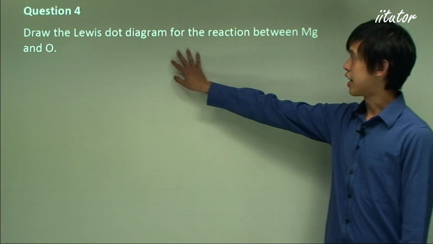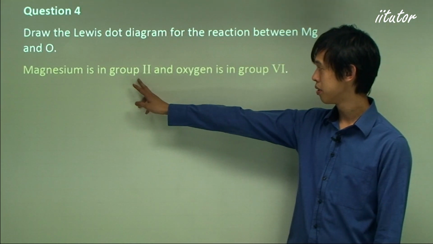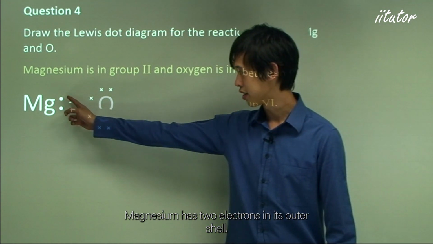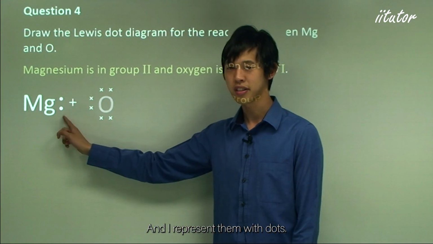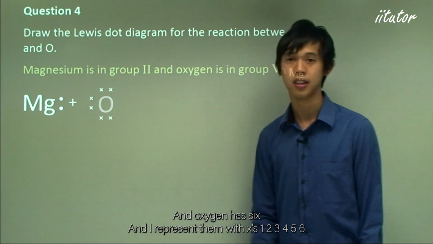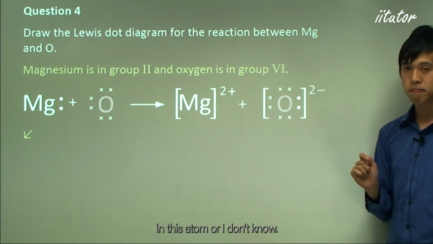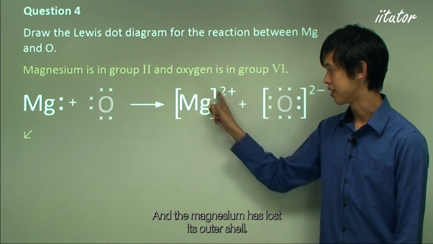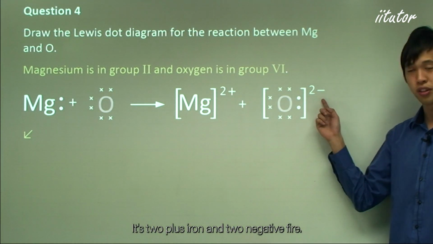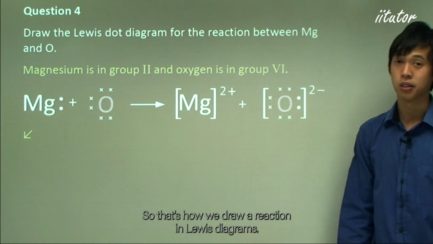So draw the Lewis dot diagram for the reaction between magnesium and oxygen. Magnesium is in group 2 and oxygen is in group 6. So we start with this. Magnesium has 2 electrons in its outer shell, and I represent them with dots. And oxygen has 6, and I represent them with X's. 2, 3, 4, 5, 6. Obviously these two join this one, and you can see there's now 8 in this ion, and the magnesium has lost its outer shell. And so it becomes this. It's a 2+ ion and a 2- ion, so you can see how that works as well. So that's how we draw a reaction in Lewis diagrams.